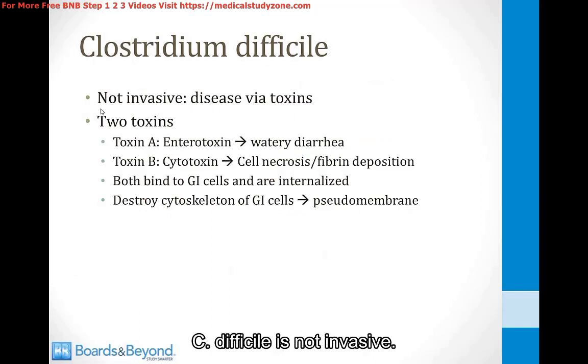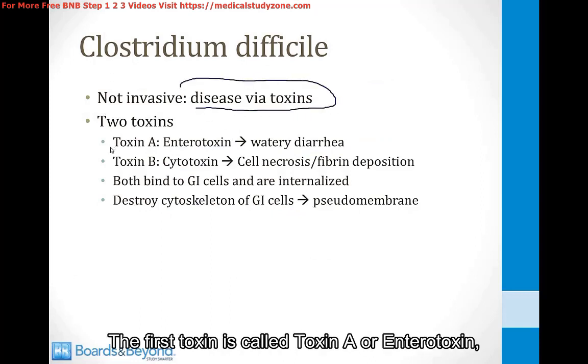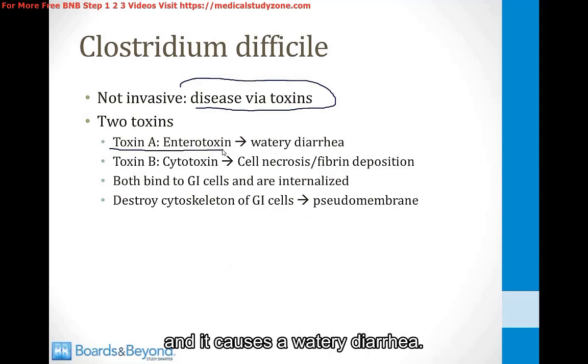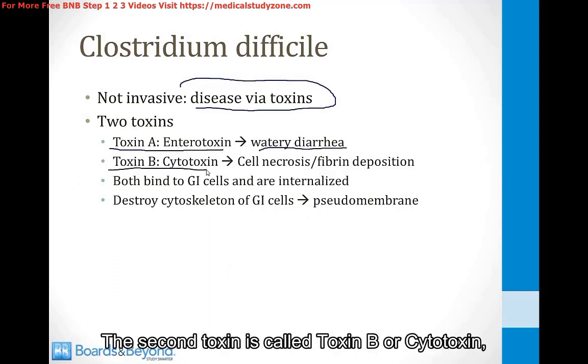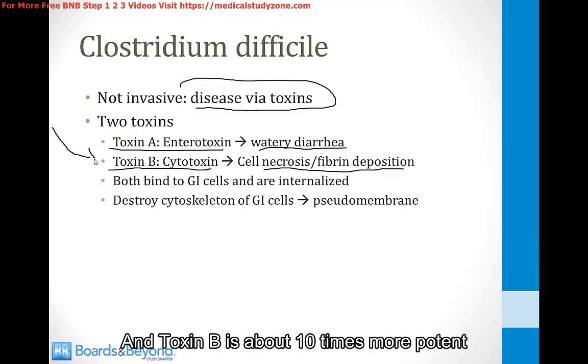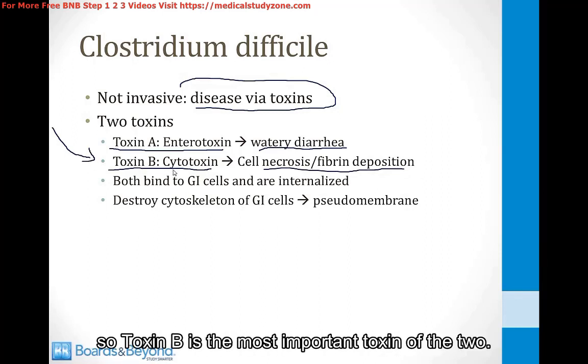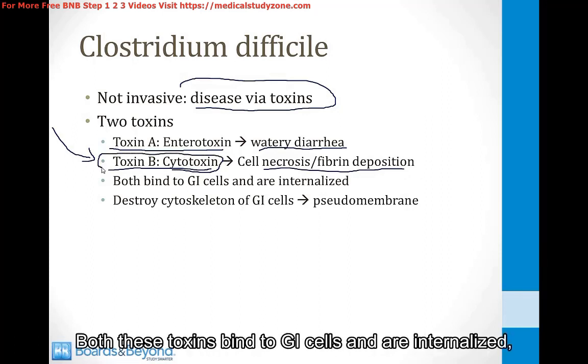C. difficile is not invasive. The disease is entirely via two toxins. The first toxin is called toxin A, or enterotoxin, and it causes a watery diarrhea. The second toxin is called toxin B, or cytotoxin, and this causes cell necrosis and fibrin deposition. And toxin B is about 10 times more potent than toxin A, and there are strains that lack toxin A that still make people sick, so toxin B is the most important toxin of the two.